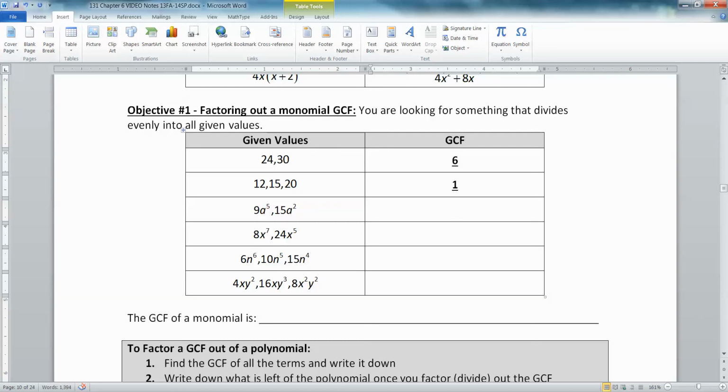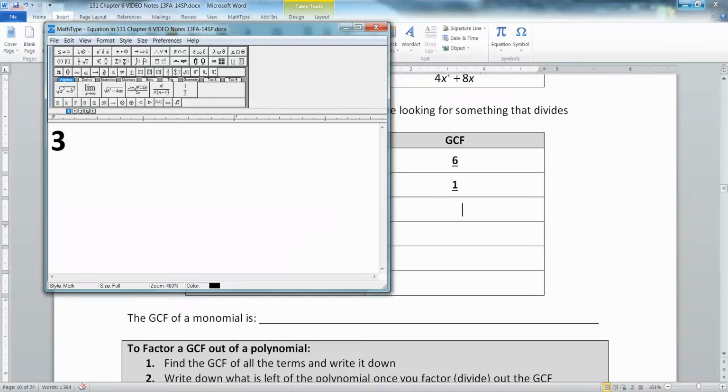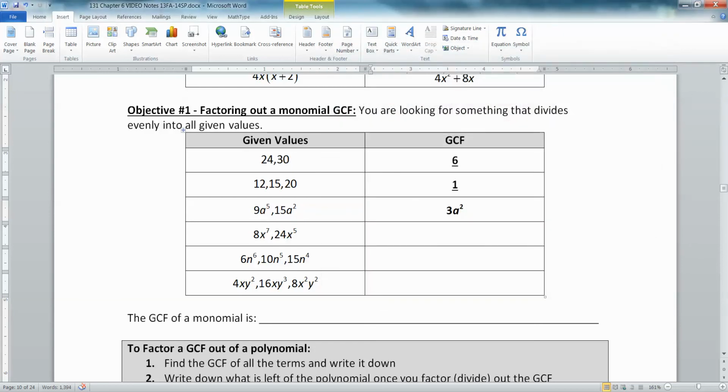All right, now what about the next part? 9a to the 5th and 15a squared. Ooh, we got some letters here. Okay, start with the numbers. So 9 and 15, what goes into both of them? The biggest thing that goes into both of them. Well, that's easy. That's 3. Nothing hard there. So 3. And then what goes into a squared and a to the 5th? Well, that would be a squared, because I could put a squared into a to the 5th a to the 3rd times, and a squared divides into a squared 1 time. So there you go.